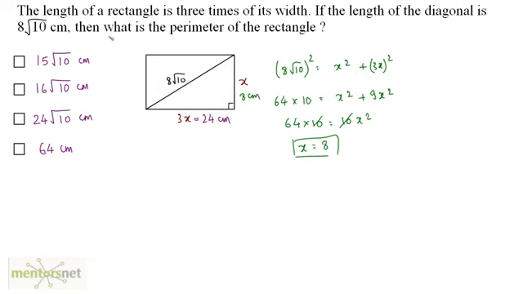Now we have been asked the perimeter of the rectangle. Perimeter is equals to twice of length plus breadth for a rectangle, right? So this is twice of 24 plus 8, and that's twice of 32, and that is 64 centimeter. Okay, so option D is the correct answer.